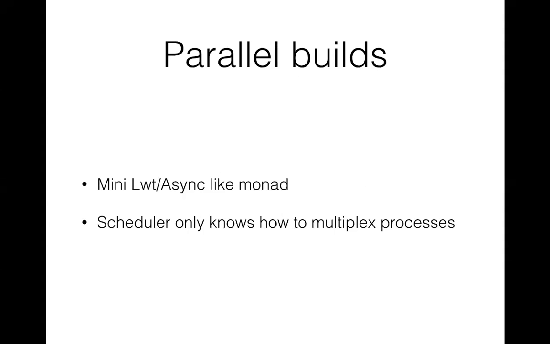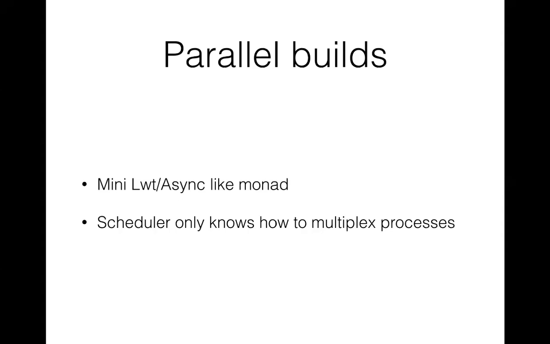Yes, and so that was the rule. How does Jbuilder do the parallel build? That's quite simple. Basically, I implemented a mini LWT/async monad. I've worked a lot in the past on LWT and async, so for me it was pretty clear that I wanted to use that. And that made supporting parallel builds extremely simple.